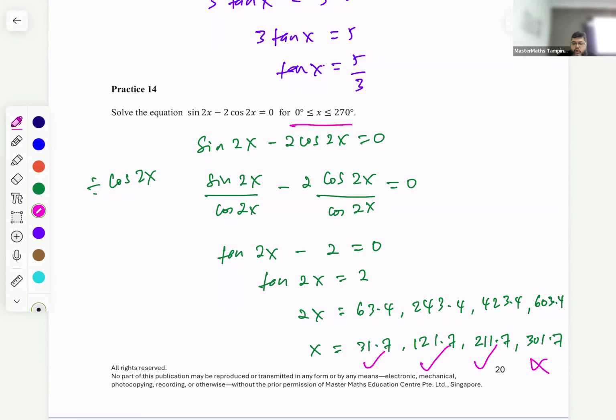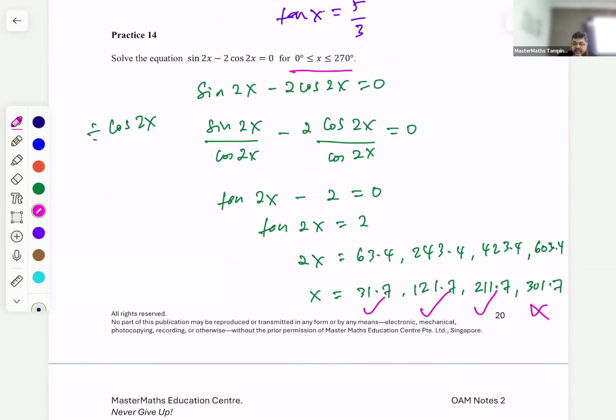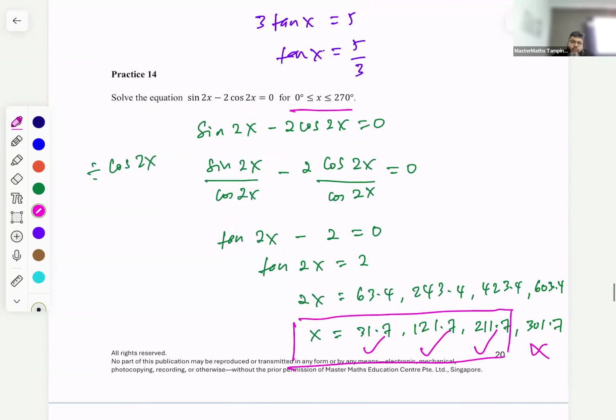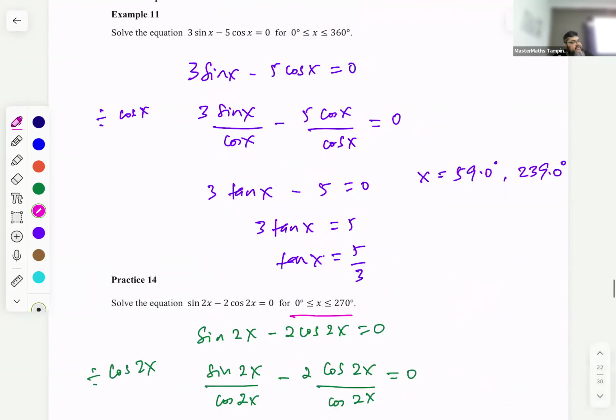You understand? So your final answer is only these three. Understood? Okay, so this is where we are coming in. We can actually do this. Now, these two are very simple. You can find the values, right?